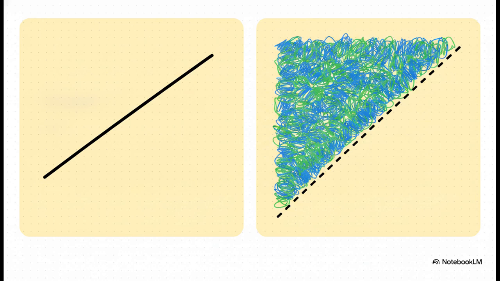But the second we swap that equal sign for an inequality, like y is greater than x plus 2, we aren't just talking about a boundary line anymore. We are talking about an entire territory of possibilities. It's a whole half plane of infinite solutions stretching out forever.